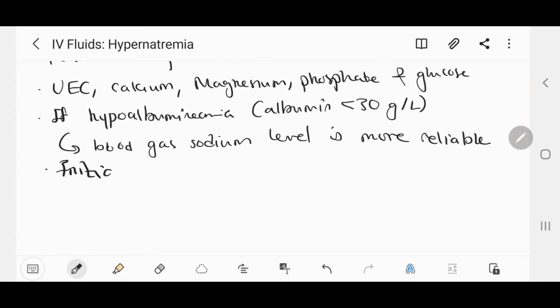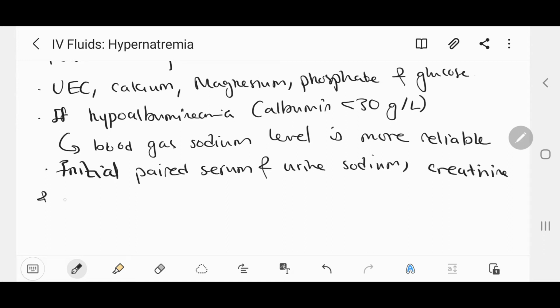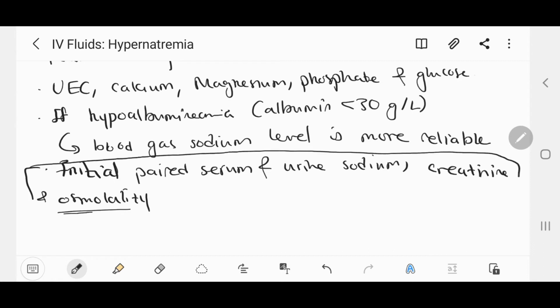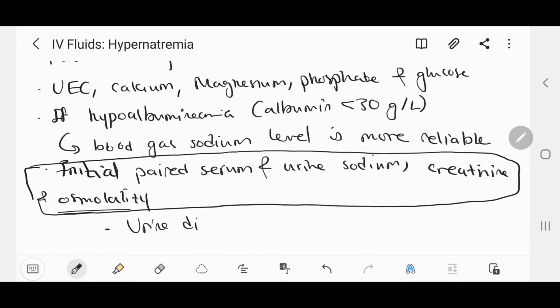Now, initial paired serum and urine sodium, creatinine, and osmolality is ideal. So it's ideal to have all these, but if results will be delayed or can delay treatment, urine dipstick for a specific gravity can suffice. It will give an indication of urinary concentration, and treatment shouldn't be delayed.